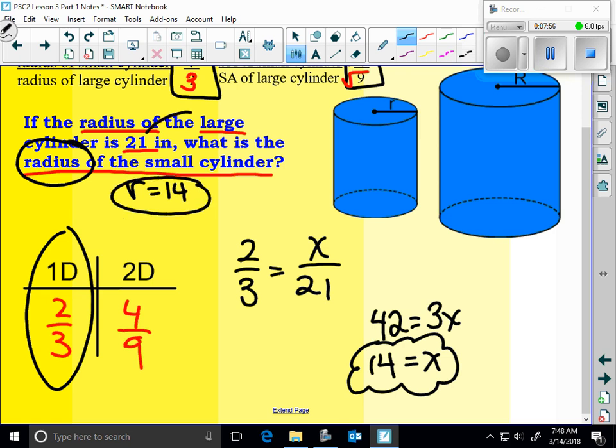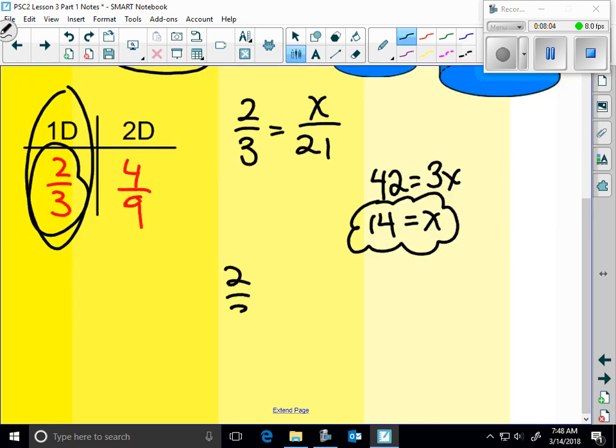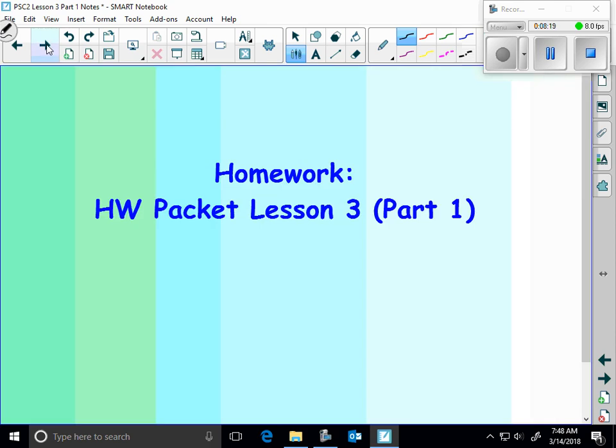Is that smaller than the radius of the large? Yes, it is. At a ratio of 2/3? Yes, it is. You could even confirm that. Is 2/3 equal to 14/21? You could confirm that by cross-multiplying. That's 42, and that's 42, so it checks off. Okay, let's see what we got.